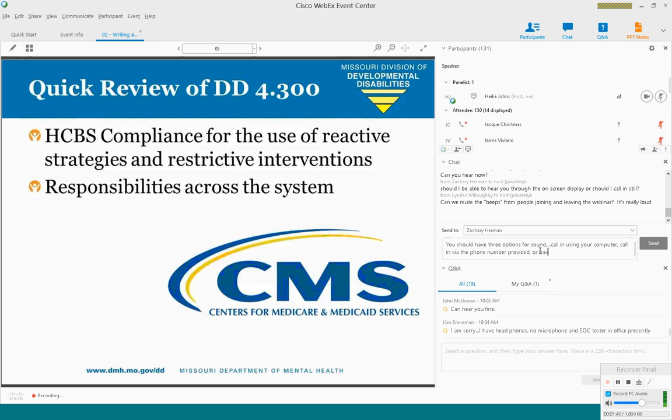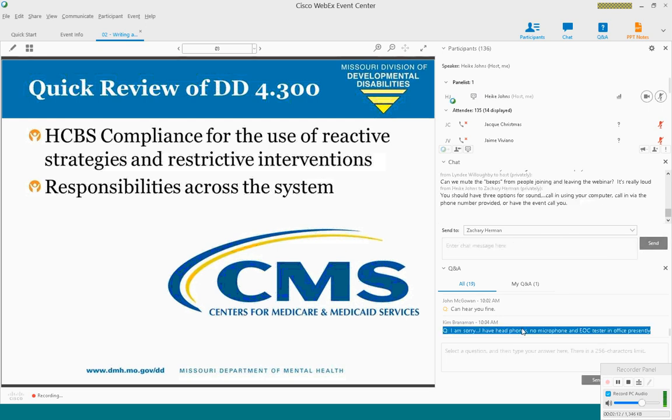So just to review Directive 4.300 real quick, the purpose of the Directive is to make sure that we're in compliance with the HCBS, the Home and Community-Based Standards, that ensures our continuation of CMS funding. So this is funding from the federal government. The Directive also ensures that when we have limitations to rights or restrictive interventions that limit people's rights, that they're justified, necessary, and appropriately implemented.